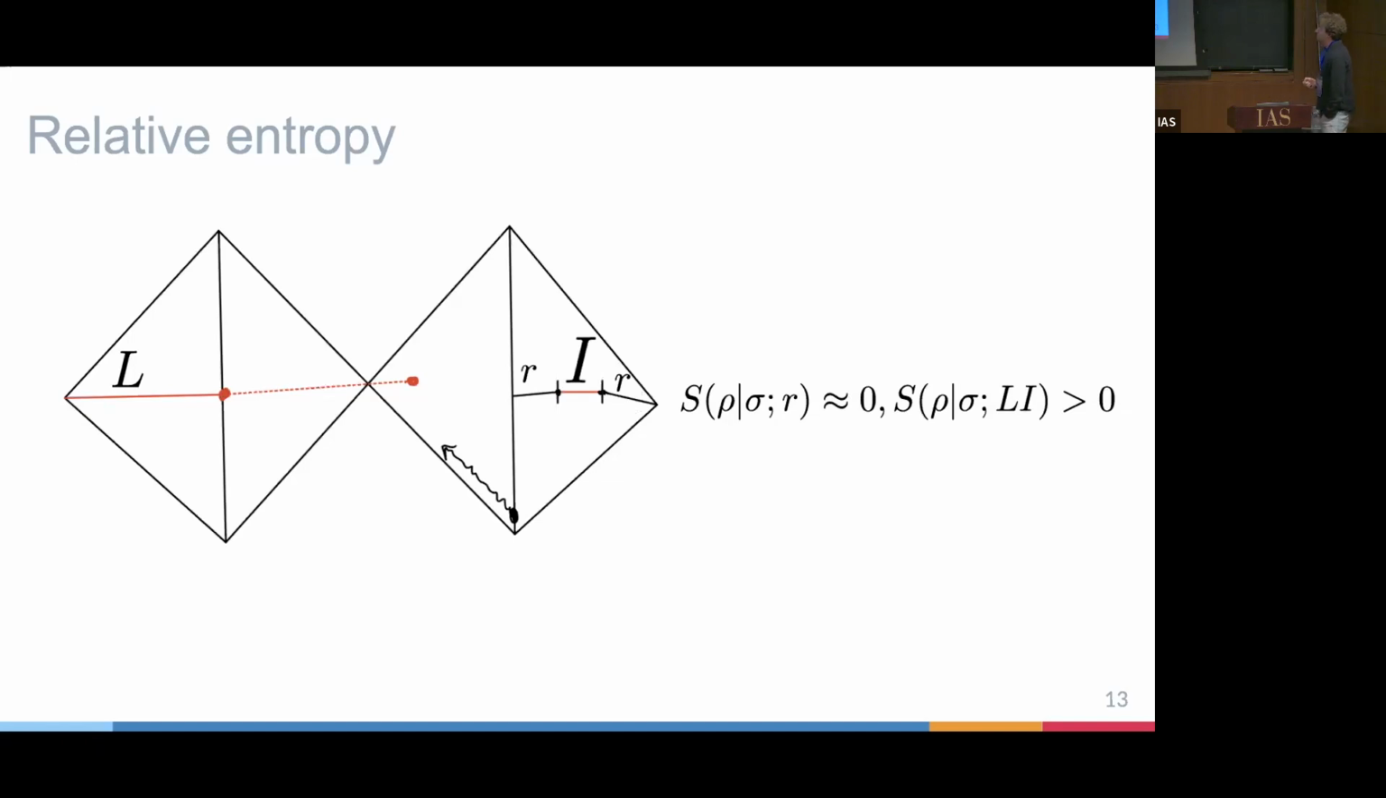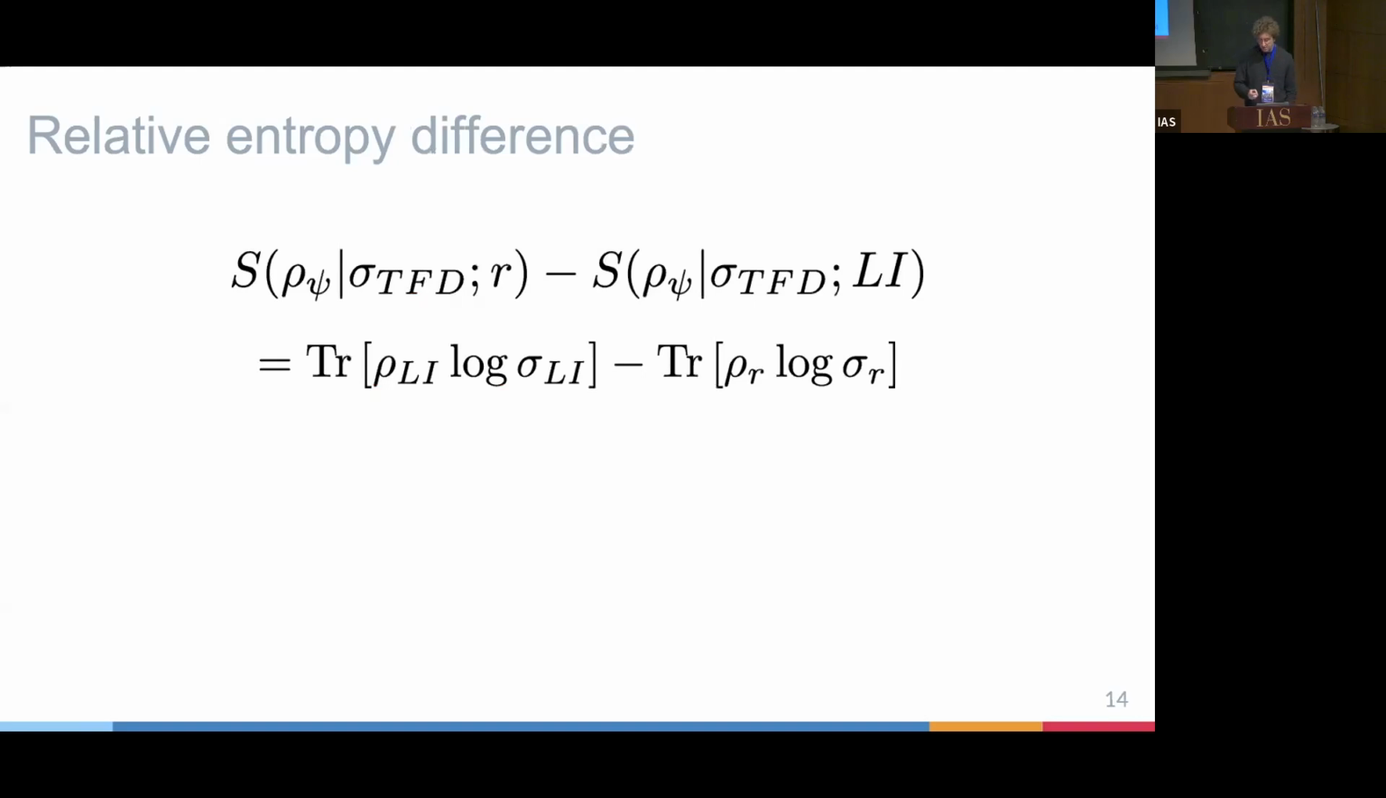But when this particle transitions into the entanglement wedge of Li, what happens? Well, the opposite happens. So now the relative entropy is approximately 0 on little r, and it's large and positive on Li. Okay? So that actually inspires us to compute a slightly simpler quantity, although at first glance it doesn't look simpler, which is the difference of these two relative entropies.